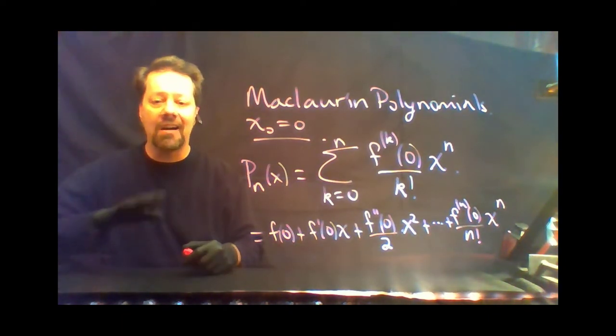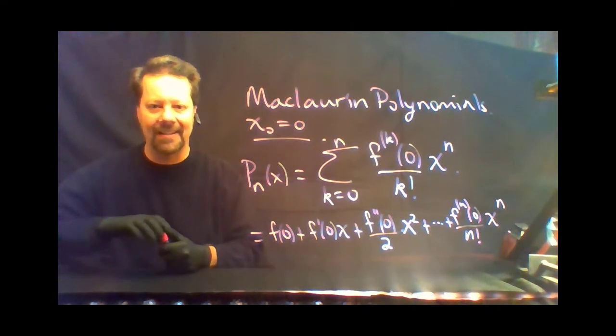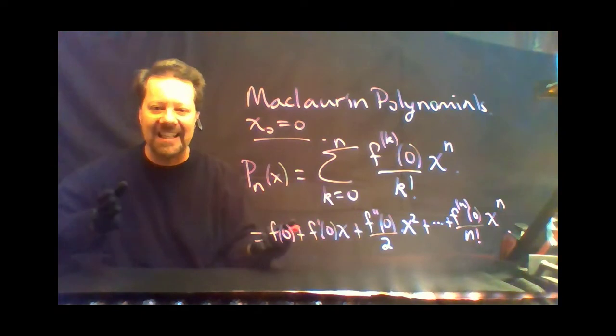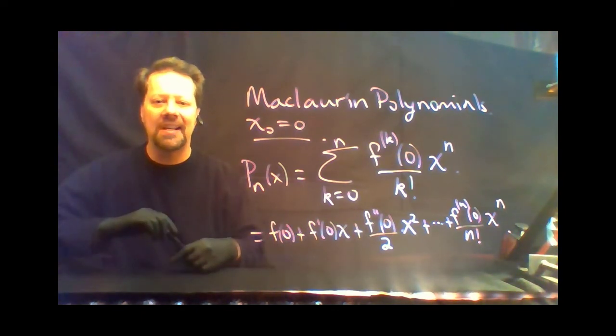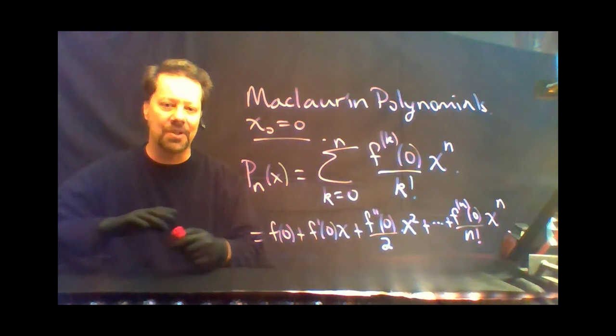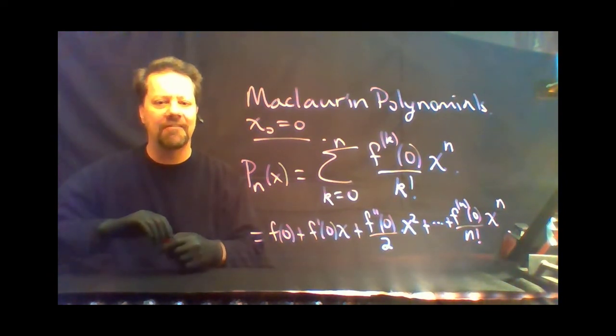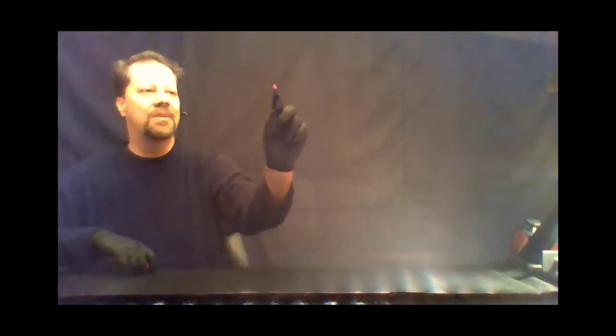Maclaurin polynomials are Taylor polynomials just centered at 0. That's all. Why do we need a different name? Well, it turns out Maclaurin was a more influential mathematician than Taylor, though Taylor's formula was slightly more general in this instance. Maclaurin truly was an impressive individual, earning his doctorate by the age of 16. I want to do some examples.